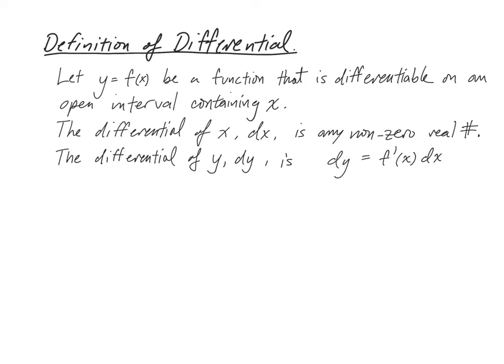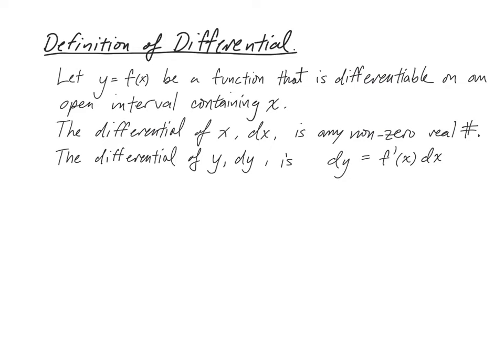So what is the definition of a differential? Well, here we have exactly what it is. Let y equal f of x be a function that is differentiable on an open interval containing x. So the definitions are, we have a differential of x, dx, is any non-zero real number. And we have the differential of y, dy, is equal to this equation here. dy is equal to f prime of x dx.